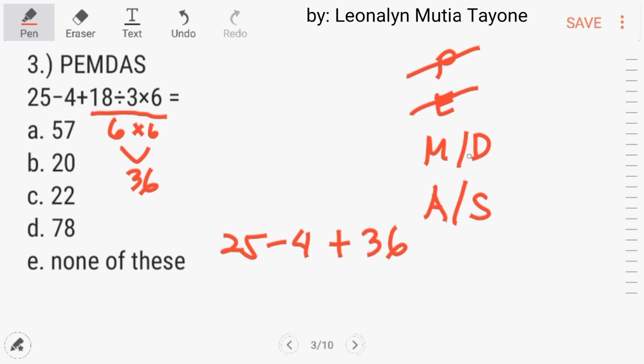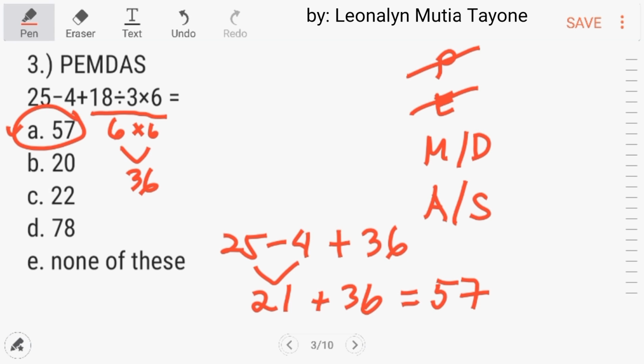Ang next sa rule, number 4, addition or subtraction kung alin ang nauna. Nauna ang subtraction, so unahin natin yan. 25 minus 4, that is 21. So 21 plus 36, and that is 57. So the answer is letter A.